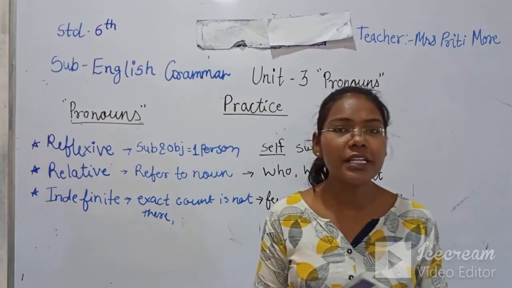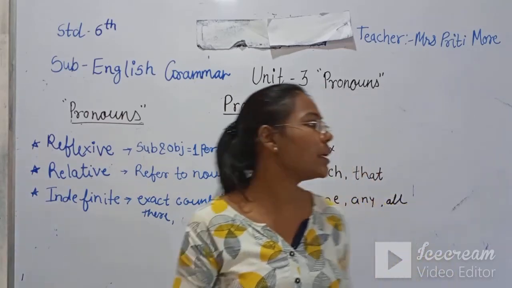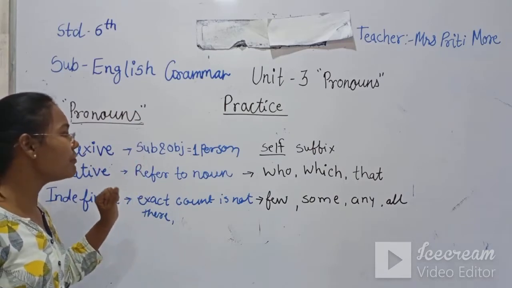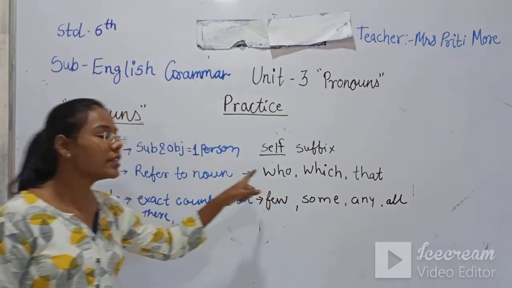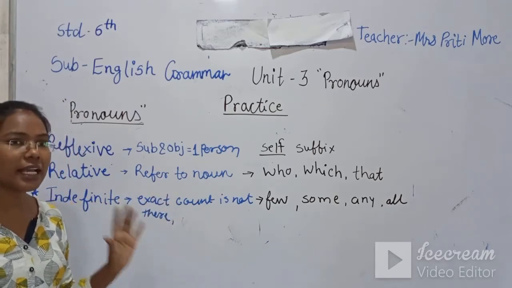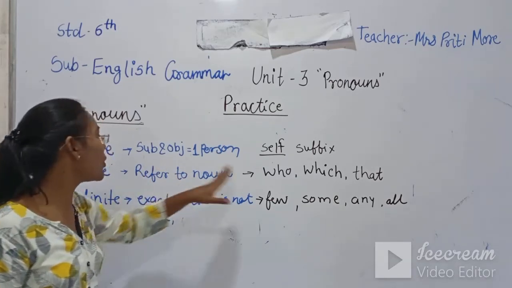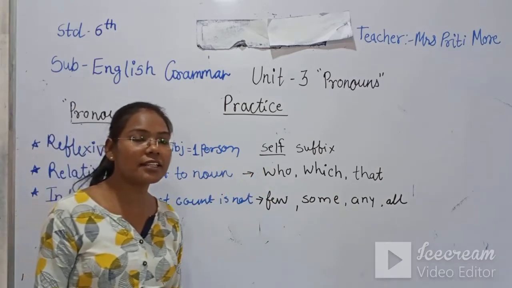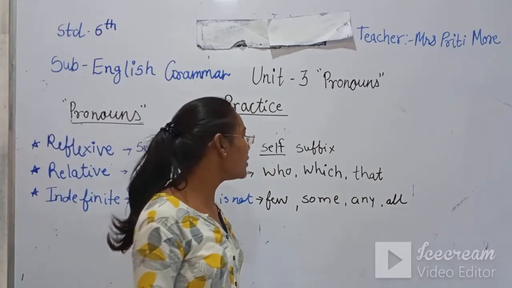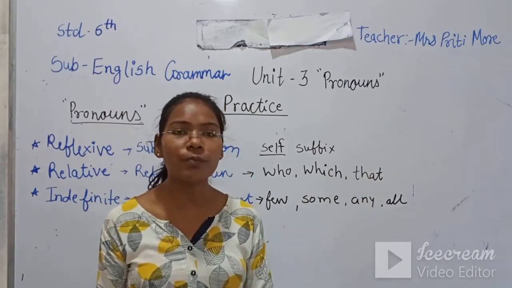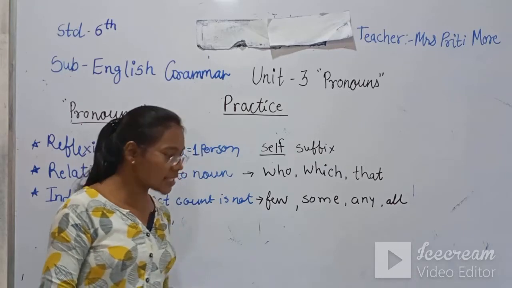When the noun refers to a human being, that time we use who. That means when a human being is there, any person's name is there, that time we use the relative pronoun who. And when non-human things are there in the subject, that time we use which and that also, according to the meaning of the sentences.